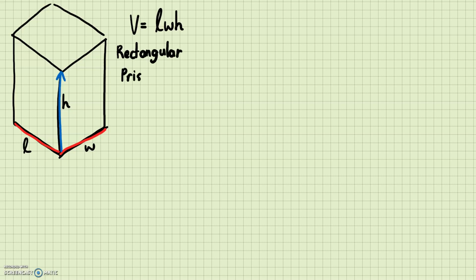Notice how much simpler the formula is than the surface area. Remember, for surface area, we had to do 2 times L times W plus 2 times W times H plus 2 times L times H. The formula for volume is much simpler.